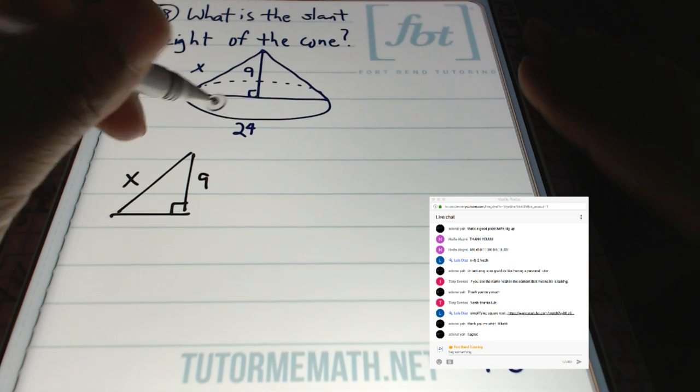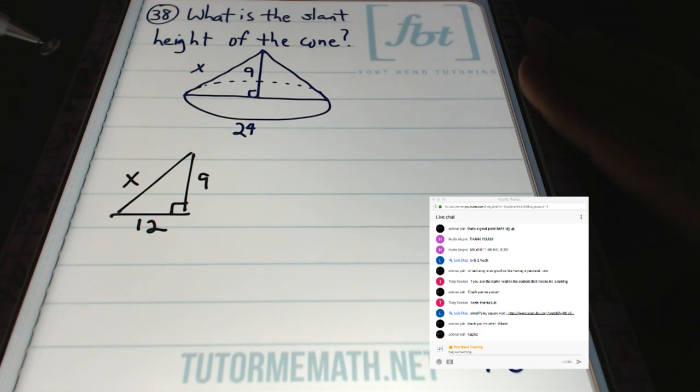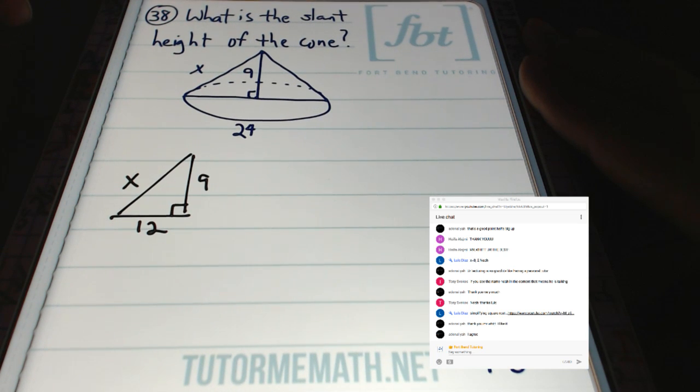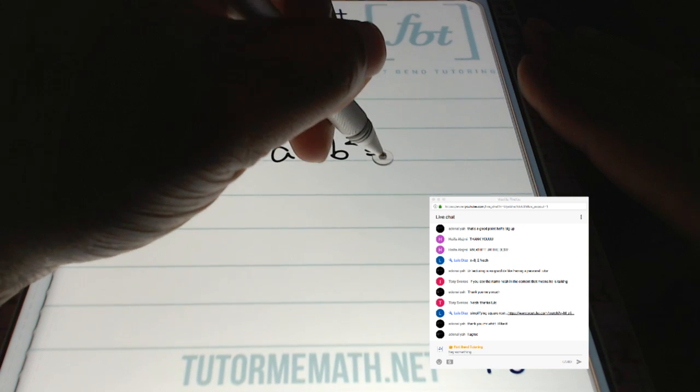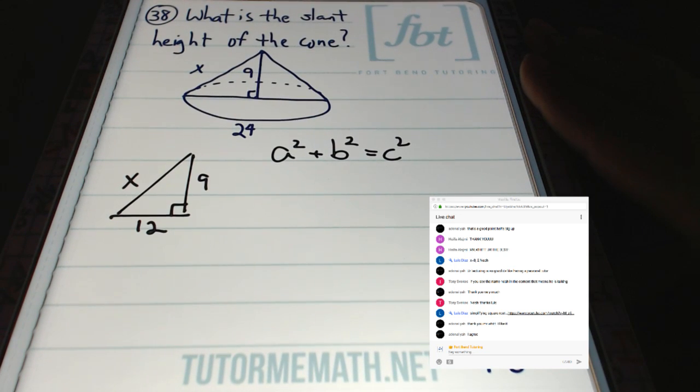And so therefore, half of the diameter, the radius, is 12. All right. So with us having 2 out of 3 sides of a right triangle, we will once again use the Pythagorean theorem to solve this, guys. Remember, the Pythagorean theorem is a squared plus b squared equals c squared. Anytime you have a right triangle and you have 2 out of the 3 sides, you can use those 2 sides to find the third side using the Pythagorean theorem. It's pretty cool. So that is how to properly use the Pythagorean theorem.